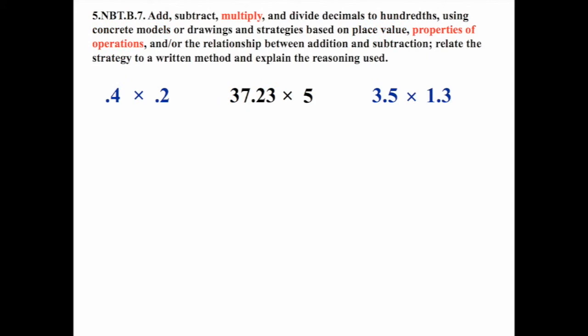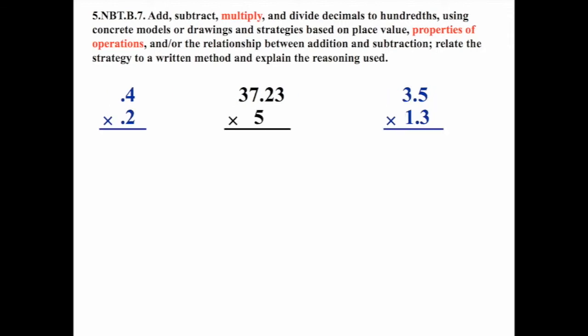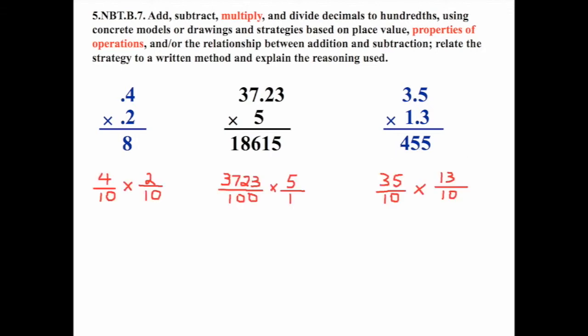Let's take the examples that we've used so far, and let's look at this from the big picture perspective. Let's go ahead and multiply these out like we were taught using the standard algorithm. We were taught to go ahead and multiply it all out. So we have all these whole numbers, and don't worry about the decimal point yet. Now, if we convert this back to fractions, okay, look what happens. On this first example here, 4 times 2 is 8. On the second example, 3,723 times 5 gives us the 18,615 there. And then over here, 35 times 13 gives us the 455.